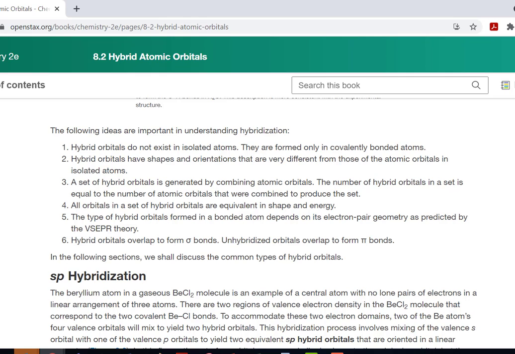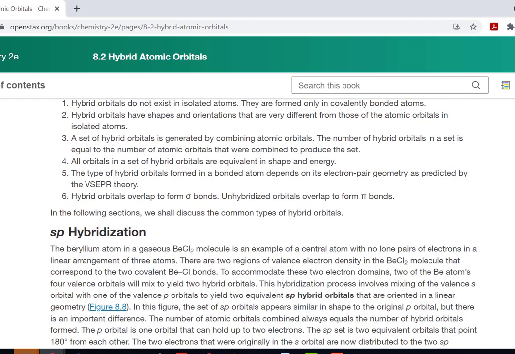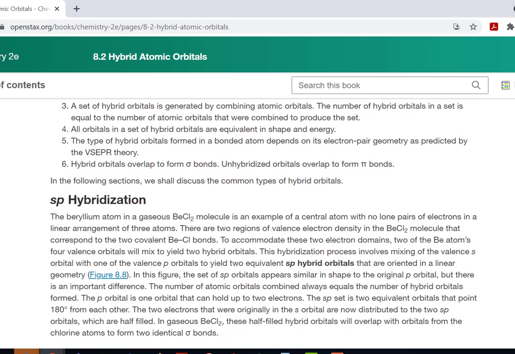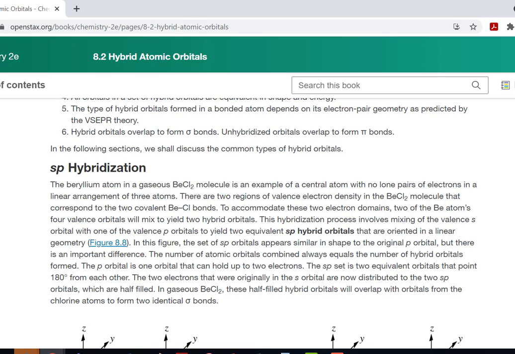The first kind of hybridization we'll talk about is sp hybridization. The idea here is that you combine an s orbital and a p orbital to make a new type of orbital. And because you're combining two orbitals, you'll end up with two hybrid orbitals. And we'll see how we can apply this to something like, say, beryllium chloride molecules.